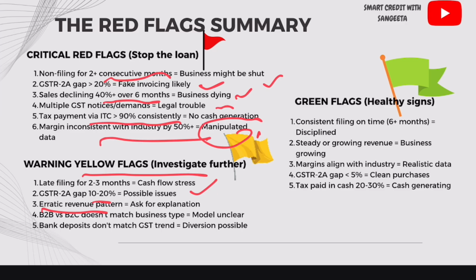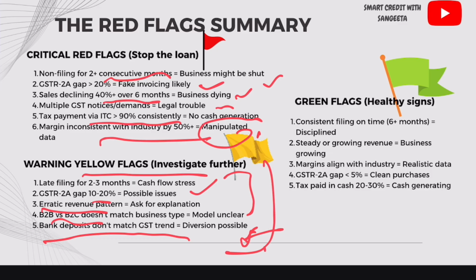If there is an erratic revenue pattern, you need to ask for an explanation. Correct? If B2B versus B2C does not match the business need, that means the customer is not clear about the model of his business. Now, if the bank deposit does not match the GST trend, there is a possibility of diversion. You need to investigate it further. You need to take the proof from the customer.